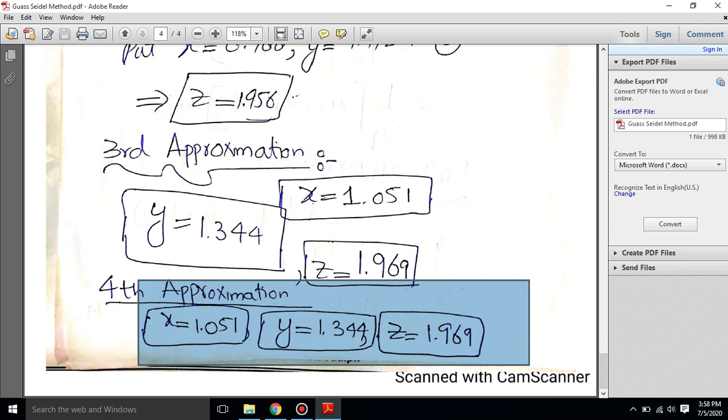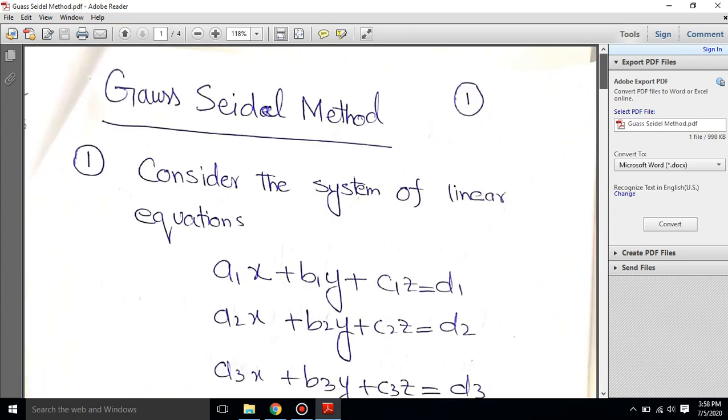So this is all about the Gauss-Seidel method. We'll discuss its numerical problems and examples in detail, with another example or some other problem, in our interactive session next week.